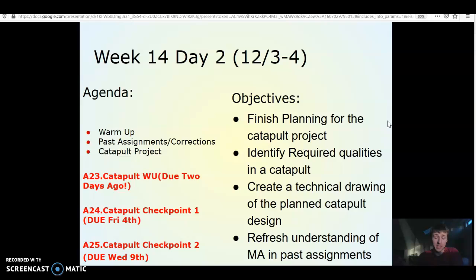There was a warm-up a couple of days ago. Some of you missed it. Please go back and make sure you submit it. It is worth 4 points. It's a good chunk of points. It's very simple. You should do it.